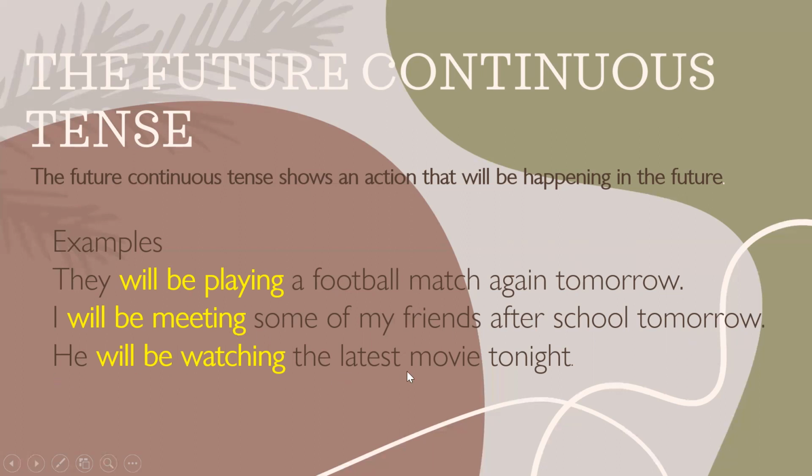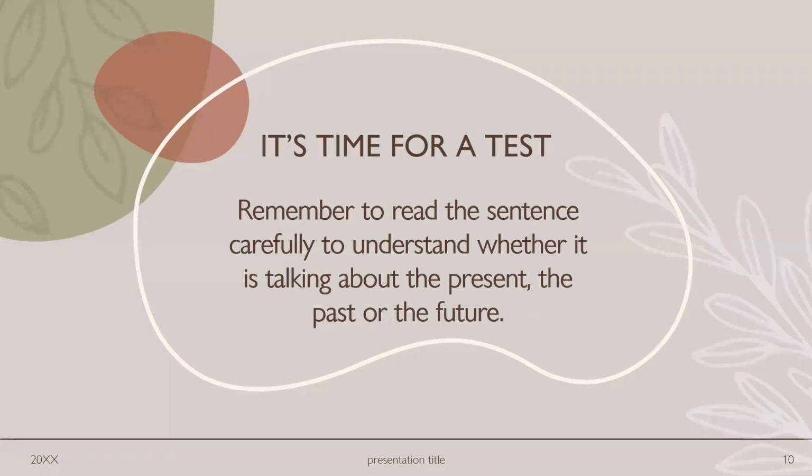He will be watching the latest movie tonight. Now, night has not yet come. Tonight. Okay? So that's why it's in the future. I hope this is clear too. Now it's time for a short test. Remember to read the sentence carefully to understand whether it is talking about the present, the past, or the future. And read very carefully so that you get the clues from the sentence.